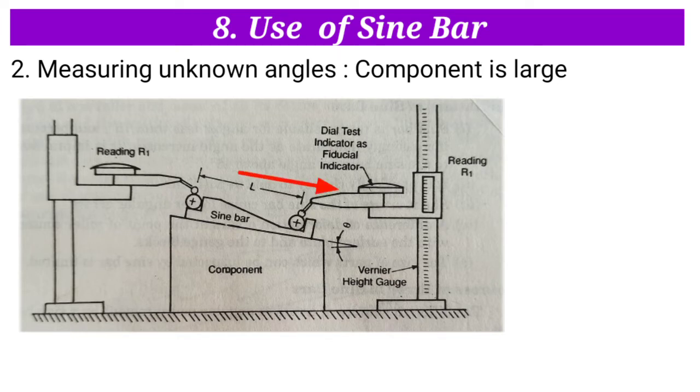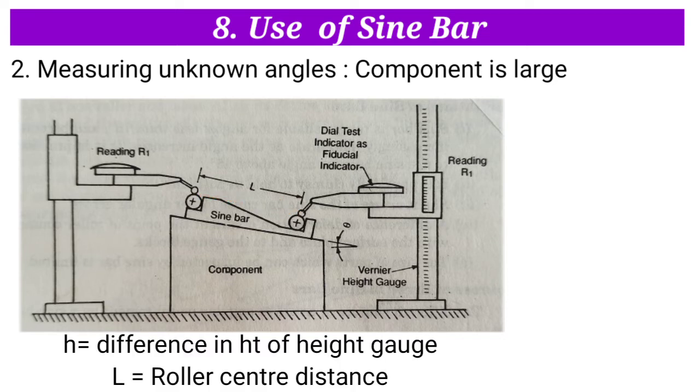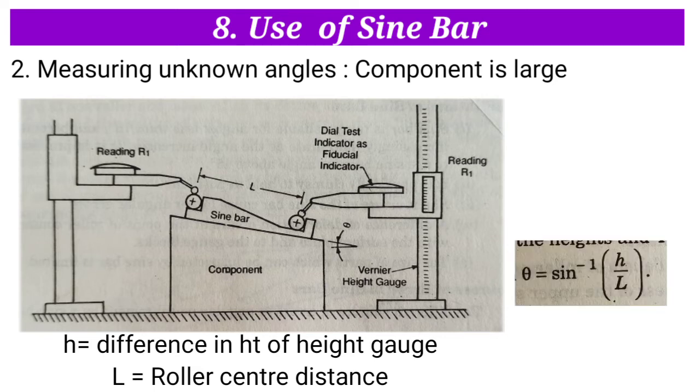The anvil of the height gauge is adjusted with the probe of the dial test gauge showing the same reading for the topmost position of the rollers of the sine bar. The height gauge is thus used to obtain two readings for either of the rollers of the sine bar. If h is the difference in the height and L is the distance between the roller centers of the sine bar, then theta is equal to the sine inverse of h by L.